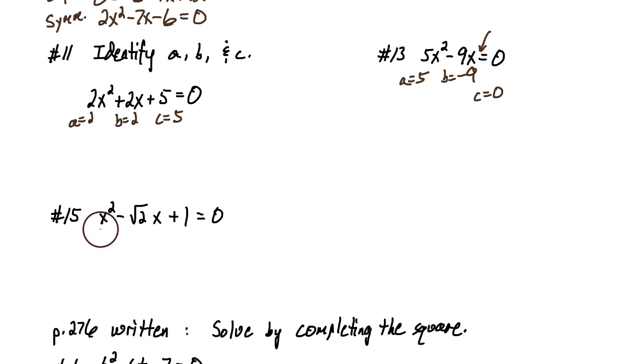Number 15, this is as close to standard form as we can get. The value of b is going to be an irrational number, but we don't have a way to fix that. So looking in front right there, that's our a, so a is 1. Looking right here, that's our b, so b is negative square root of 2. And then looking right there, that's the c, c is 1.